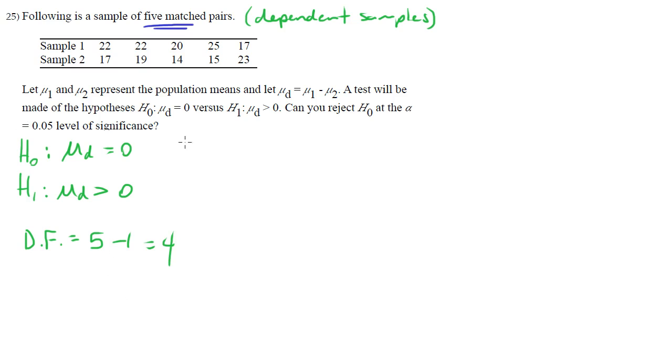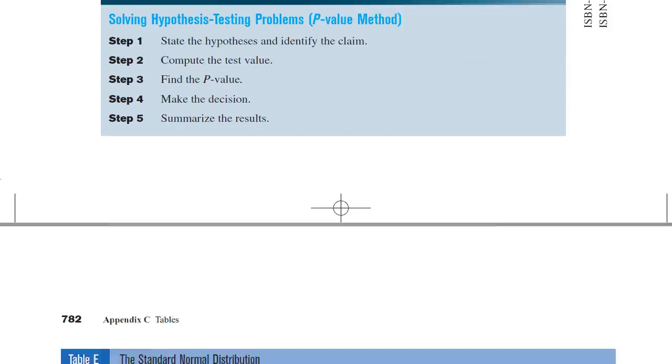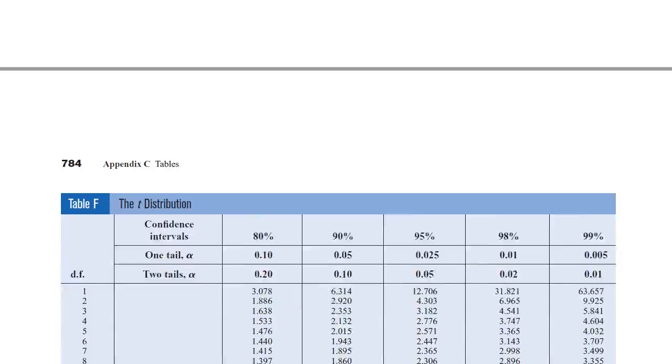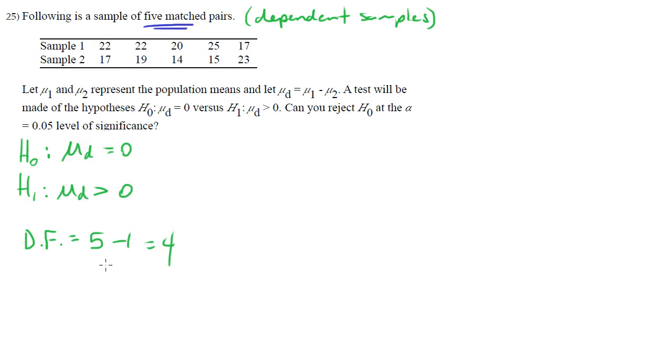At a 0.05 level of significance, this is right-tailed. So we're using the positive value, not the negative one. Degrees of freedom is 4, 0.05. Let's look at the t table. Degrees of freedom 4, 0.05, one-tailed, right here: 2.132. We use the positive, not the negative, because this is right-tailed. 2.132.